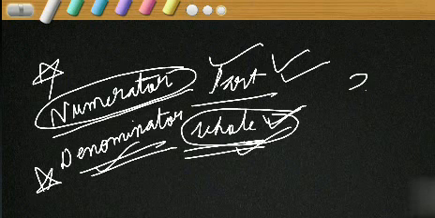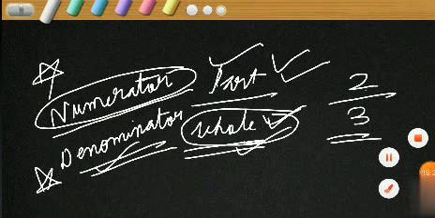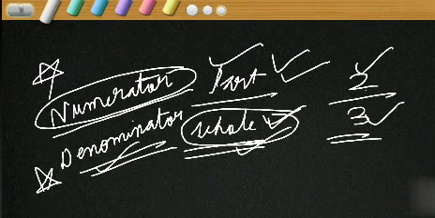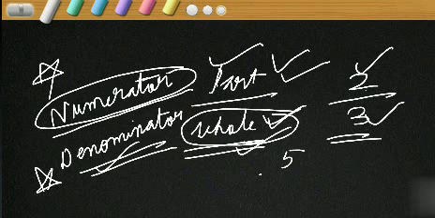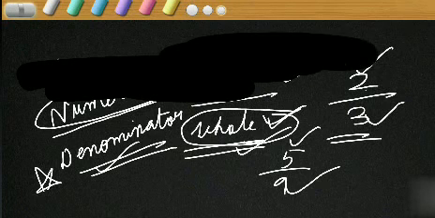Understood? So can you say in the fraction 2 by 3, which is the numerator? The number above is the numerator. Yes, 2 is the numerator and 3 is the denominator, isn't it? So in the fraction 5 by 9, which is the numerator? Yes, 5 is the numerator and 9 is the denominator. Have you understood? Okay, that is second one, Roman number 2.